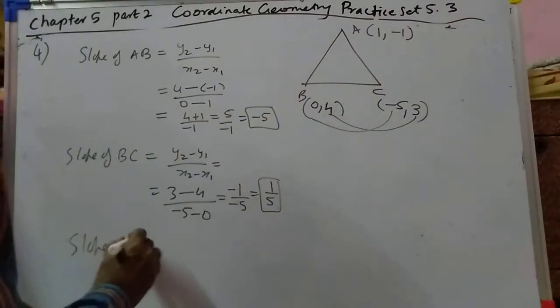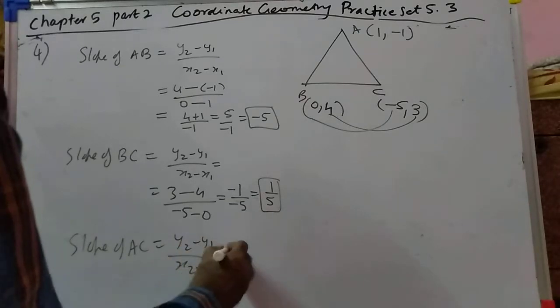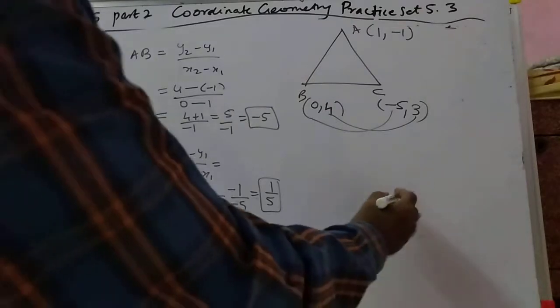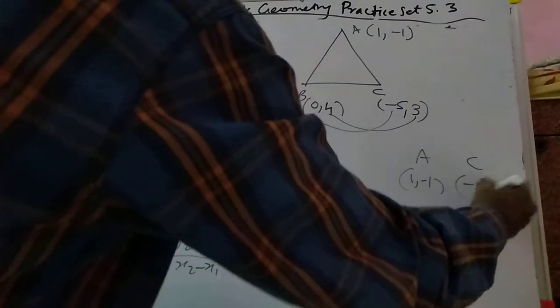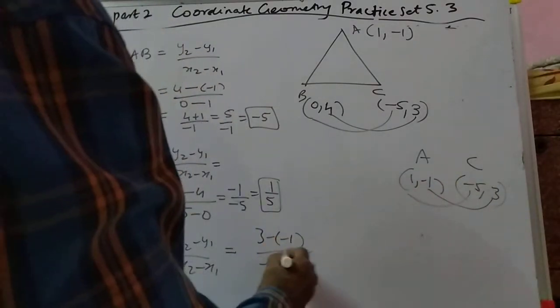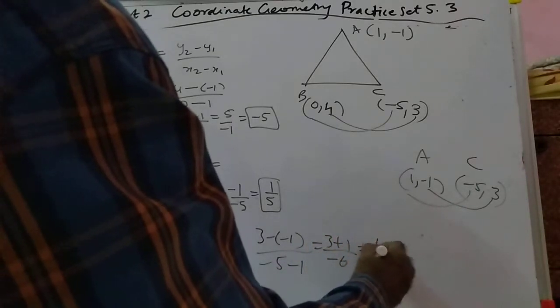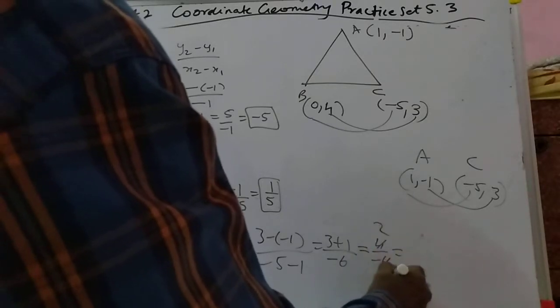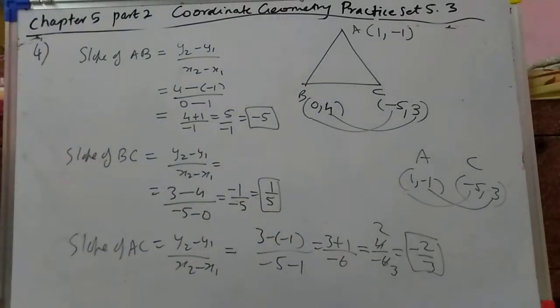Now calculate slope of AC. So subtract this. 3 minus 5 minus 1. Minus 5 minus 1. 3 plus 1 upon minus 6. That will become 4 upon minus 6, minus 2 by 3. Okay, I hope you got this. Next for the fifth problem.